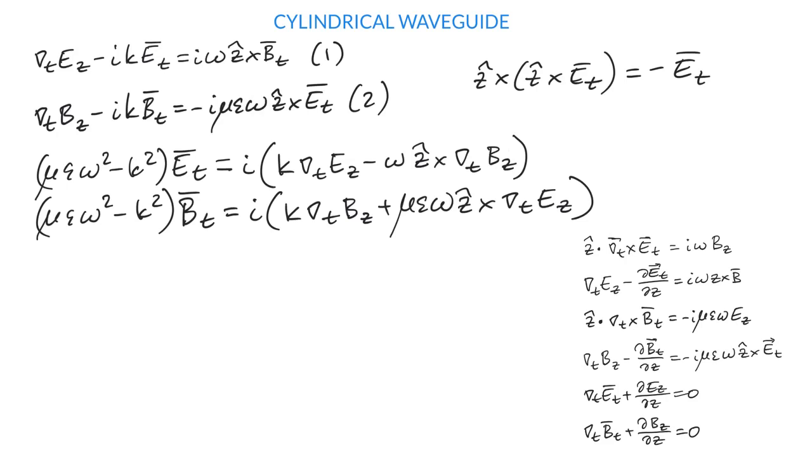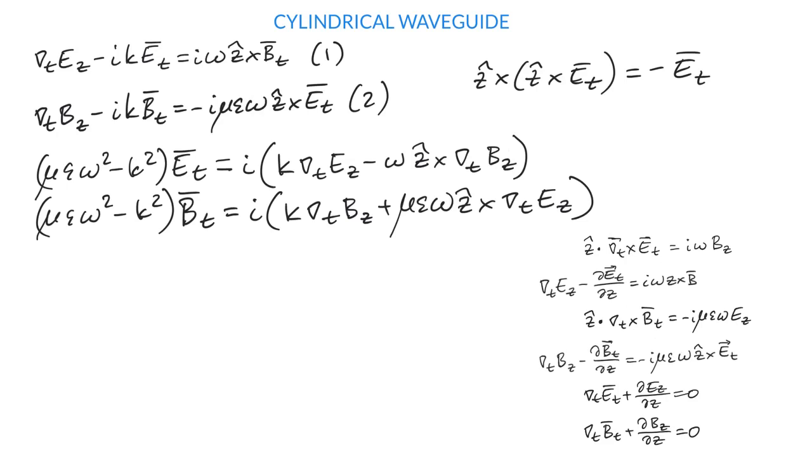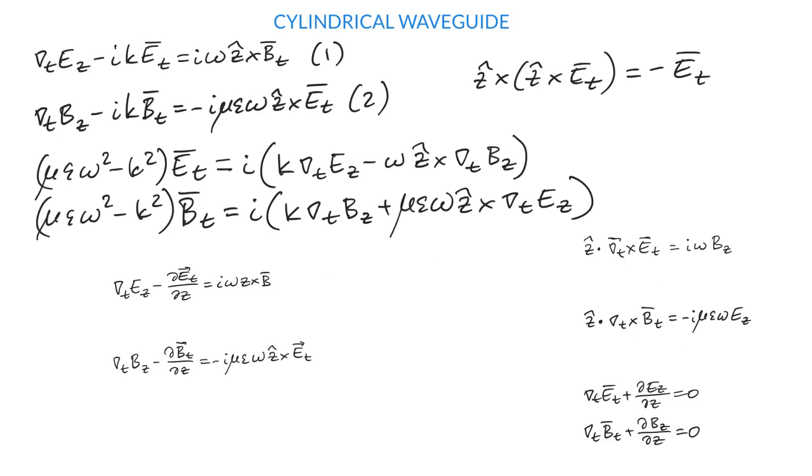So there were 6 equations, 4 of them following from the curl equations and 2 from the divergence equations. Then we picked this pair that gives us the transverse components, and we combined these two to obtain this pair of equations. So this pair is equivalent to these two.